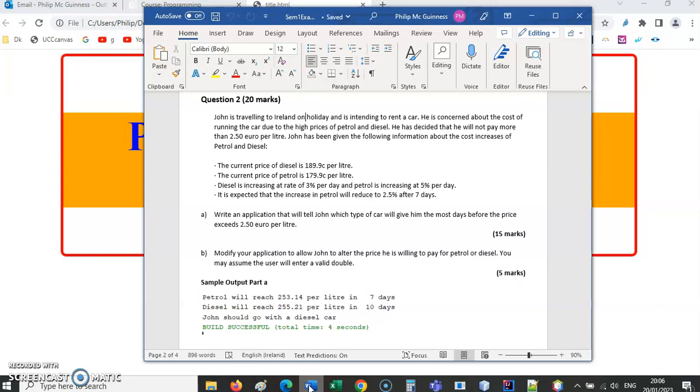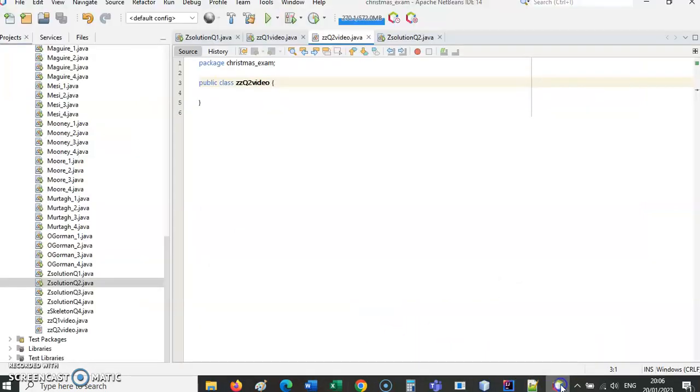You can see the output there is expecting cents per litre, so it's probably a good idea to have your price limit as 250 cents rather than 2.5 euros. And then the modification in part B is that instead of the 250 cents per litre, you let the user type that in. Okay, so let's go to our question then.